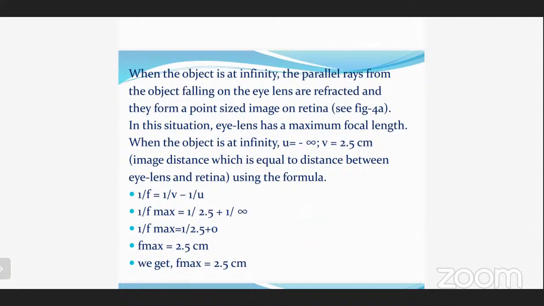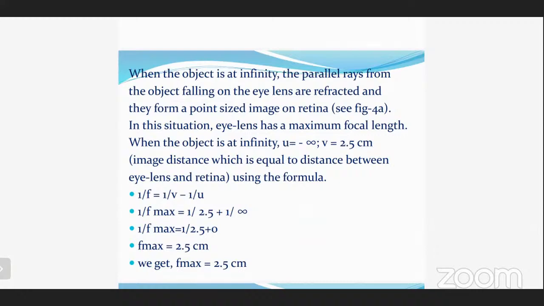Here it is: 1 by f maximum is equal to 1 by 2.5 plus 1 by infinity. What is the 2.5? Why have we taken 2.5? Because the distance between the lens and retina is 2.5 centimeter in our eye. So that's why we have taken v as 2.5 centimeter. And here u is minus infinity.